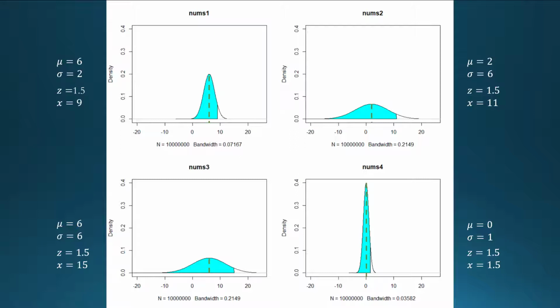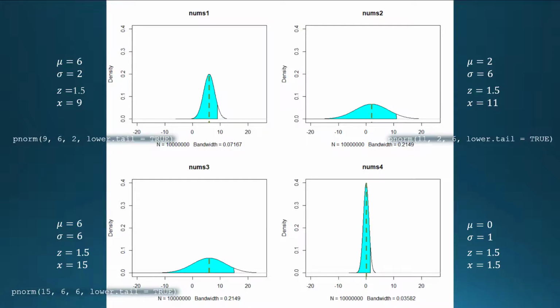And so in order to find out what that area is for the one on the top left, we have to put into R the x value first, the mean, the standard deviation, and then we want to say lower tail true. And lower tail true is going to be true for each one of them because we want to do the area to the left of that value. But notice that we're using that x with that mean and that standard deviation. And the way that we were able to find these x's that we're plugging in for this code was by using that z-score.